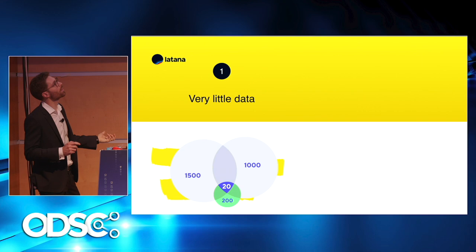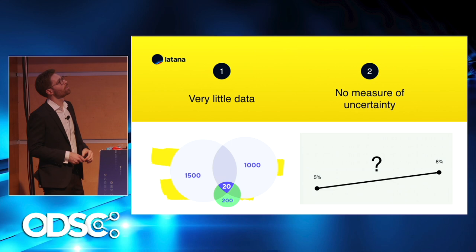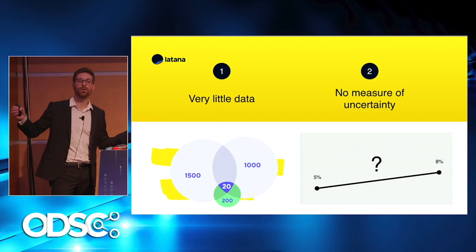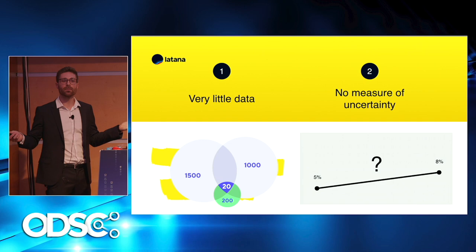The second thing is that you don't have a measure of uncertainty. Say you run a campaign in October, with a wave in August and one in December, and you see an uplift from 5 to 8%. How do you know what kind of uncertainty comes with that jump?